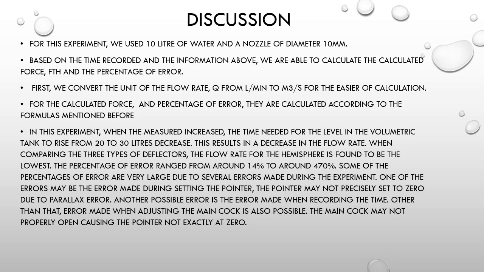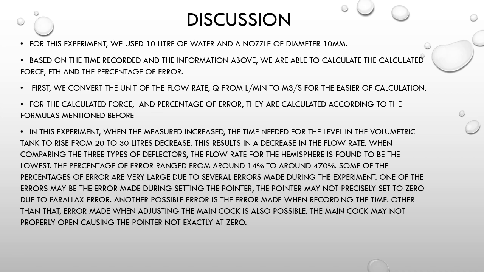Now, for the discussion, for this experiment, we used 10 liters of water and a nozzle of diameter 10 millimeter. Based on the time recorded and the information above, we are to calculate the calculated force, FTH, and the percentage of error. First, we convert the unit of the flow rate, Q, from L per minute to m3 per second for the ease of calculation. For the calculated force and the percentage of error, they are calculated according to the formulas mentioned before in the previous slide.